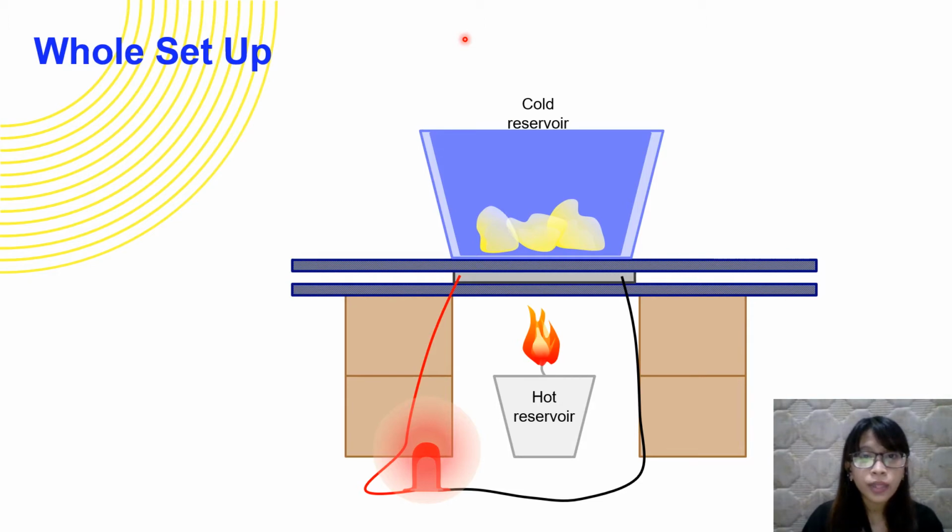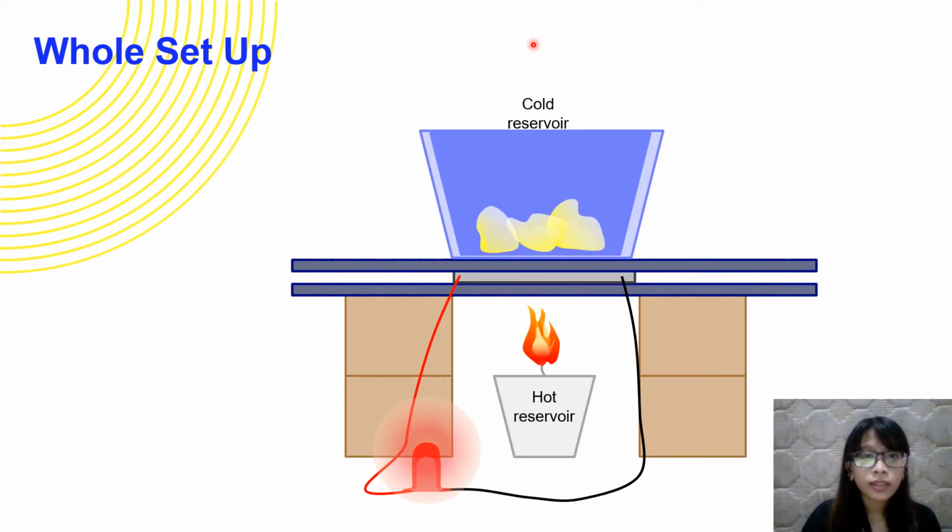Next is to assemble the whole setup. The first thing that I need to do is put the wooden block to hold the metallic plate high, and then I have to put the second plate on top of the assembled thermoelectrics, the one that I have assembled before.